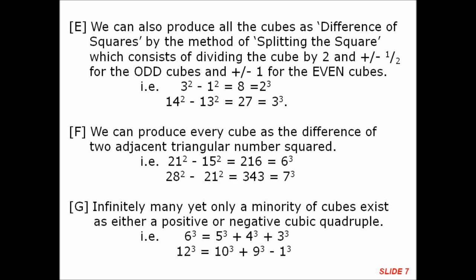Also, we can produce every cube as the difference of two adjacent triangular numbers squared, as shown for 6 cubed and 7 cubed. There are infinitely many, yet only a minority of cubes exist as either a positive or negative cubic quadruple, as shown by the two examples for 6 cubed and 12 cubed.